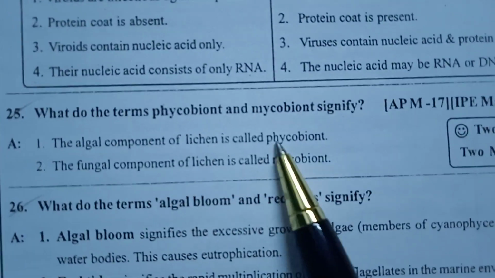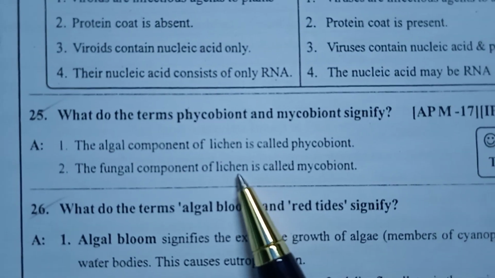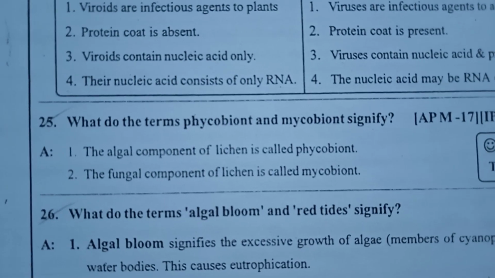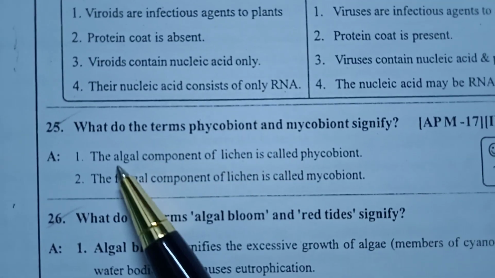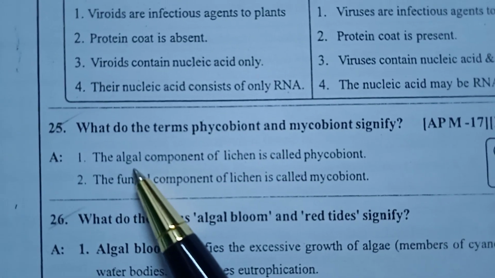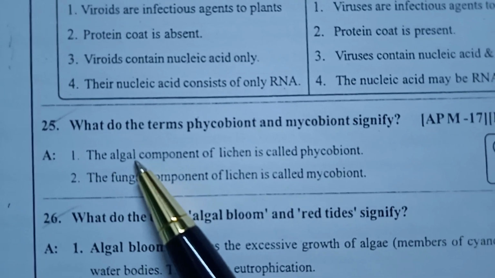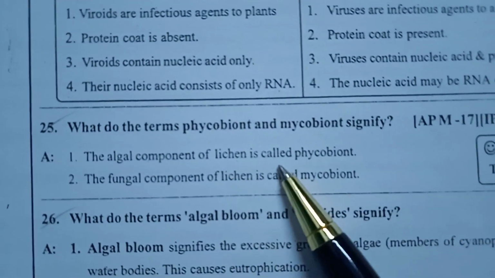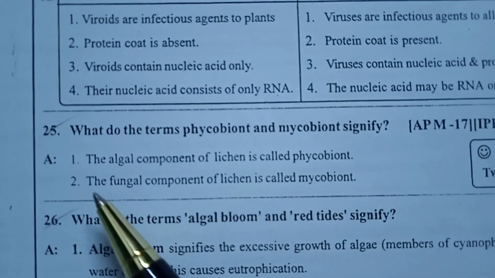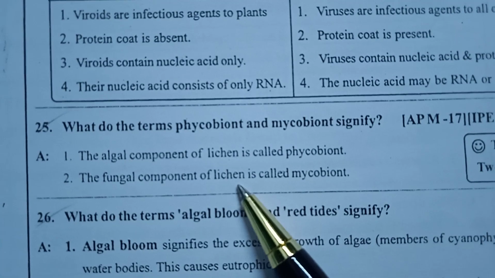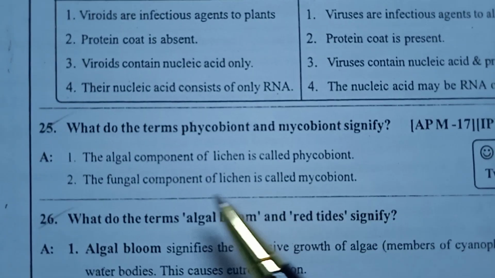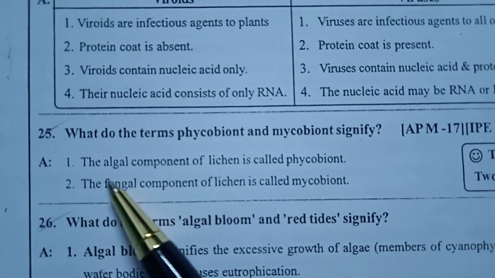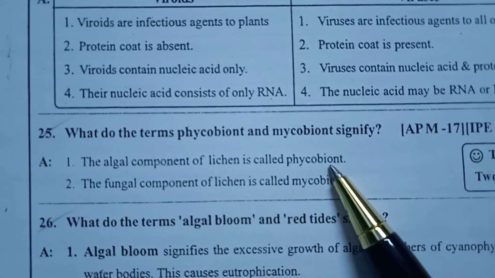What do the terms phycobiont and mycobiont signify? The algal component of lichen is called phycobiont. Algal means algae. It lives in water. We can see these algae in water bodies. The algal component of lichen is called phycobiont. The fungal component of lichen is called mycobiont.